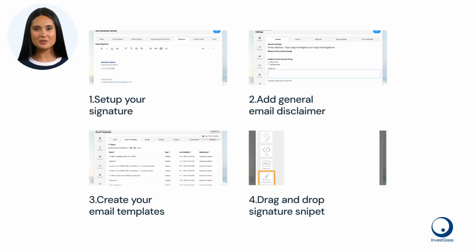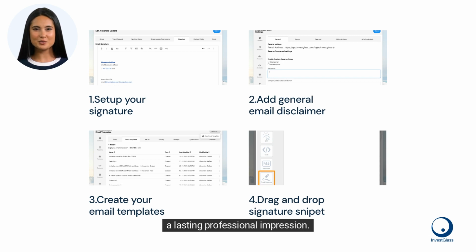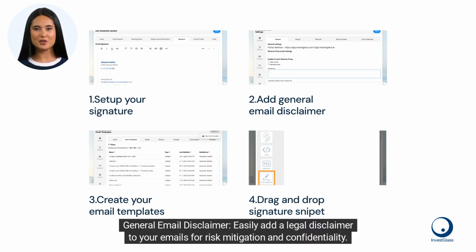What's next? First, signature setup. Customize your email signature with personal details and branding in a few clicks for a lasting professional impression. Second, general email disclaimer. Easily add a legal disclaimer to your emails for risk mitigation and confidentiality.